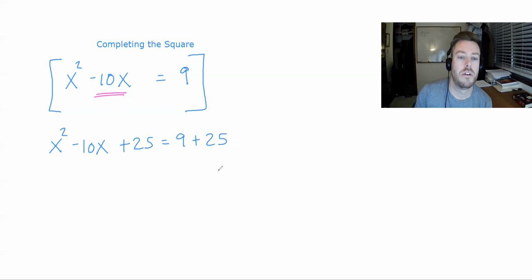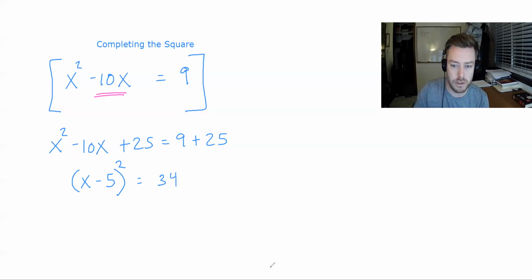Cool. So the reason why we did this is we now have ourselves a nice form on the left-hand side. We have x squared minus 10x plus 25. If we factor this, it's really just the same thing as x minus 5 squared is equal to 9 plus 25. Well, 9 plus 25 is just equal to 34, right? And from here, we can actually use this to solve the equation.